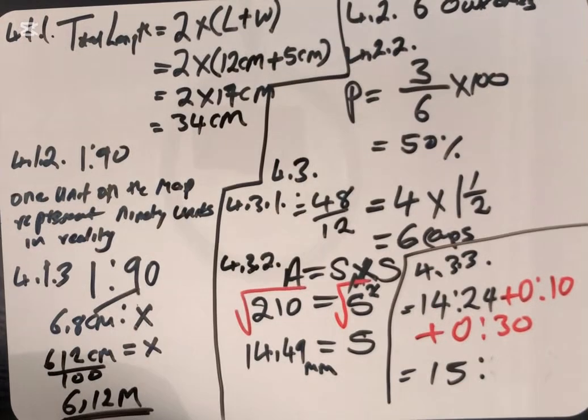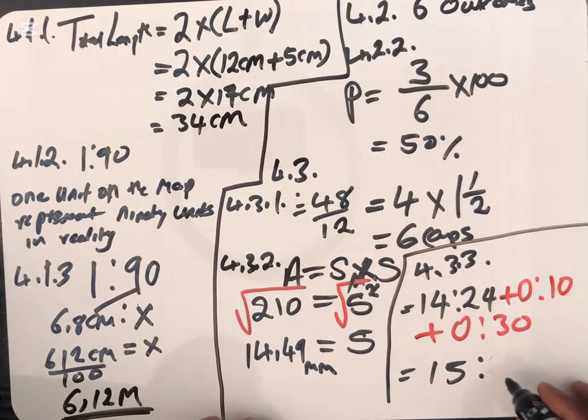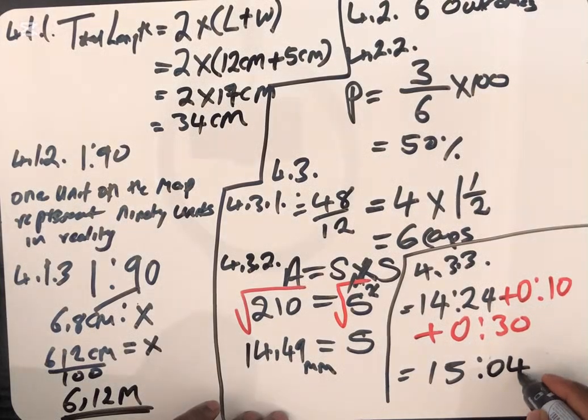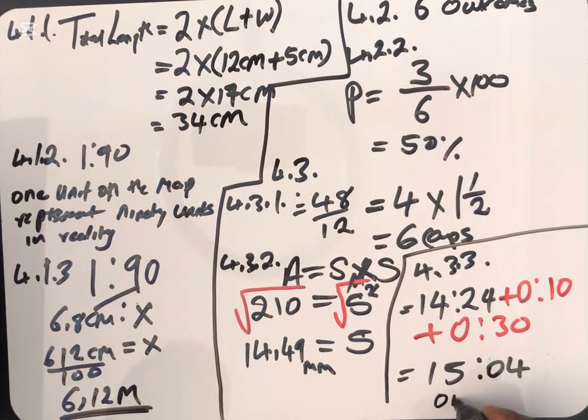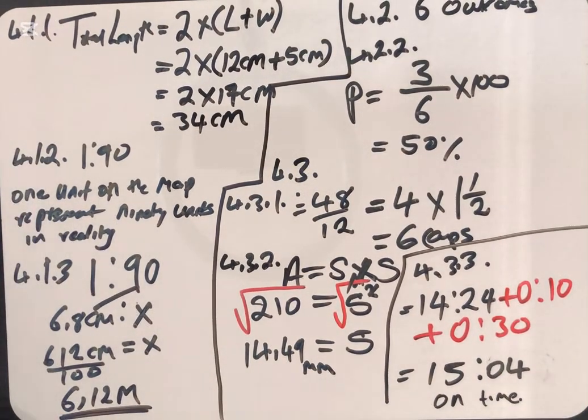So let's write this. It's going to be 4 past 3. So will she be on time? Is she on time? Yes. She will be on time.